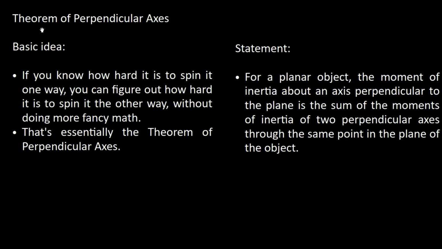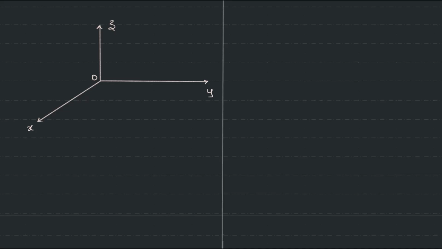So we're looking at the theorem of perpendicular axis. Before I go to the theorem itself, let me talk about one thing. Say I have an object or a point, and this is a distance. Let me call this r.